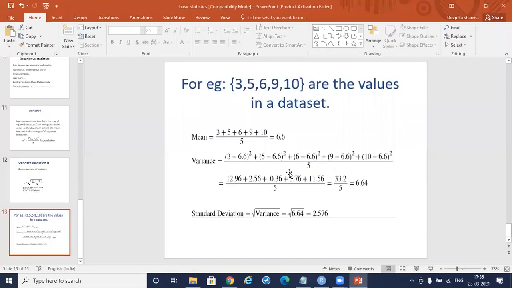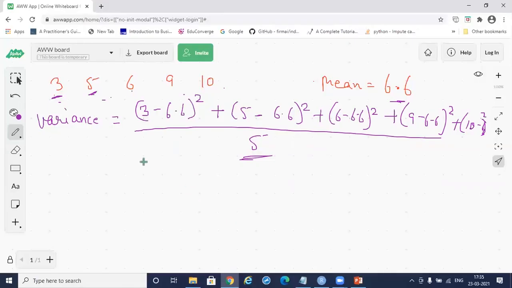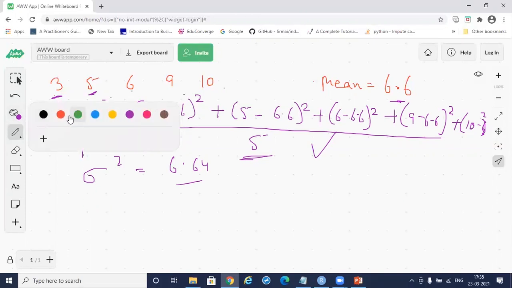So how much is the variance if we calculate it entirely? 6.64 will be the variance after calculating this whole equation. That is the variance, denoted in this way. Now we have to calculate the standard deviation.